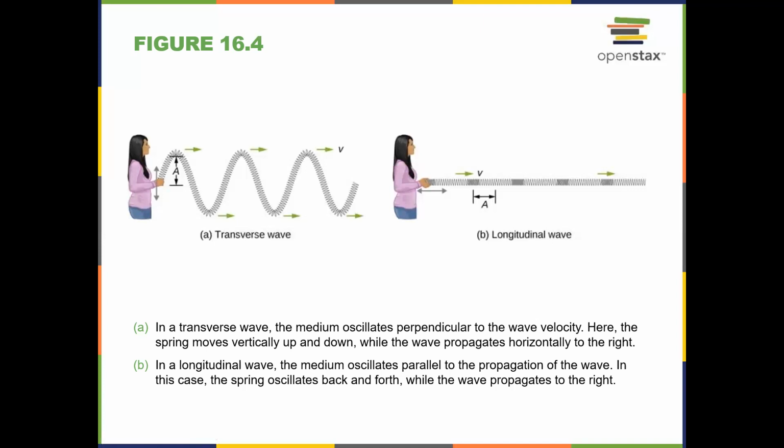In longitudinal waves, the wave moves to the right and the medium moves back and forth, left and right. So we say that the medium is moving parallel to the motion of the wave. In the first case, the transverse wave, the wave moves to the right and the spring moves up and down. For a longitudinal wave, the wave once again is moving to the right and the medium moves back and forth, parallel to the motion.